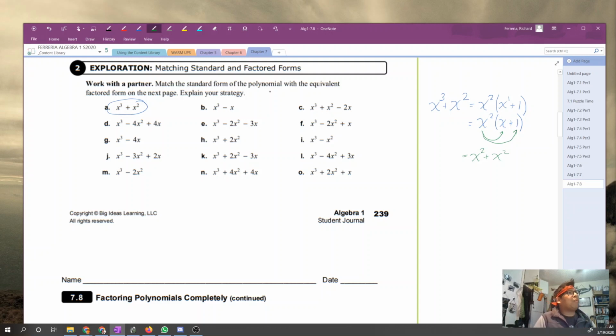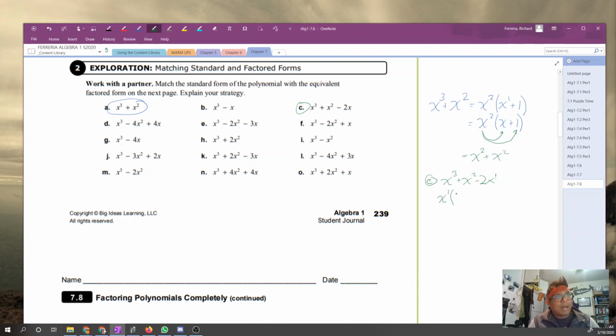Let's do another one. Let's take a look at letter C. Letter C, we've got x cubed plus x squared minus 2x. And let's take a minute and see if there's a monomial that divides into all of these. The first thing I always notice is they all have an x. And the smallest power of x is x to the first power. So I'm going to undistribute that x to the first power.